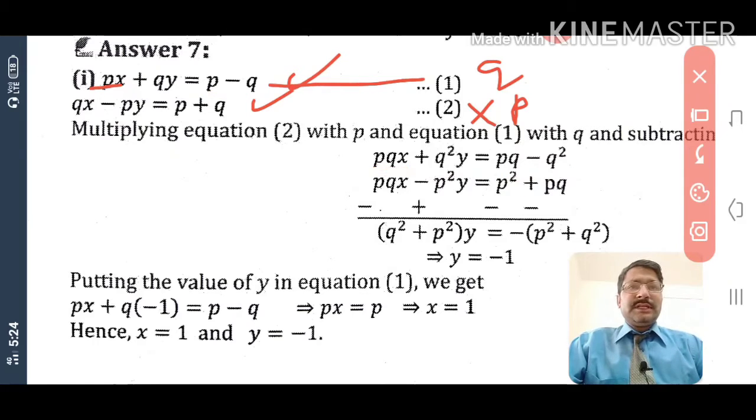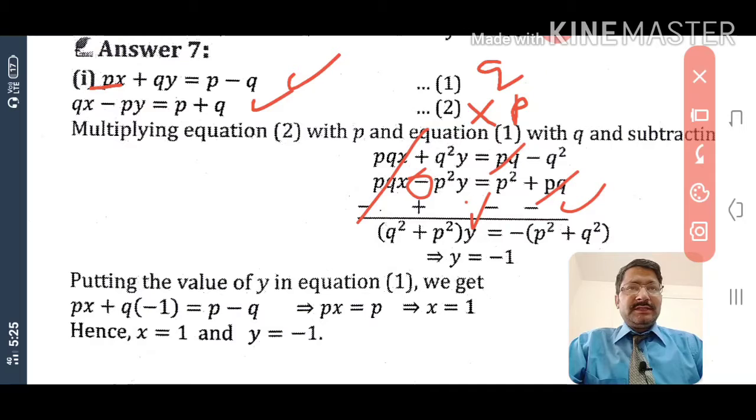Second, we multiply the second equation by p, so qx becomes pqx. Then py multiplied by p gives minus p square y, and p plus q multiplied by p gives p square plus pq. Now we will do the subtraction. When we subtract, pqx and pqx cancel. The sign changes: this minus becomes plus, this will be minus, this will be minus. Here also pq and pq cancel.